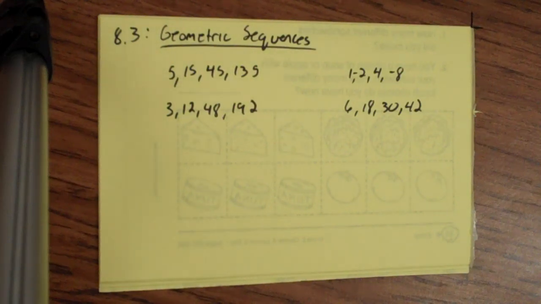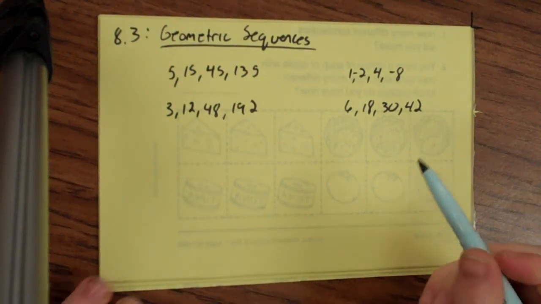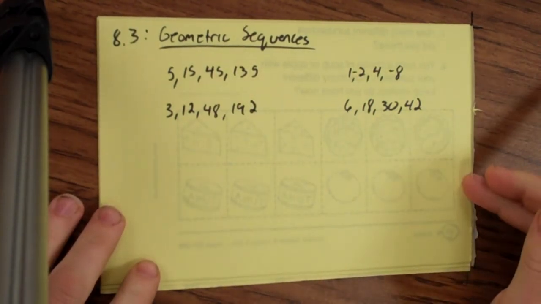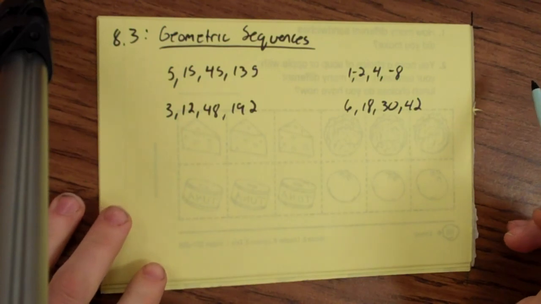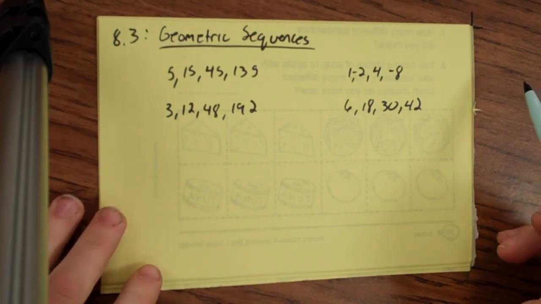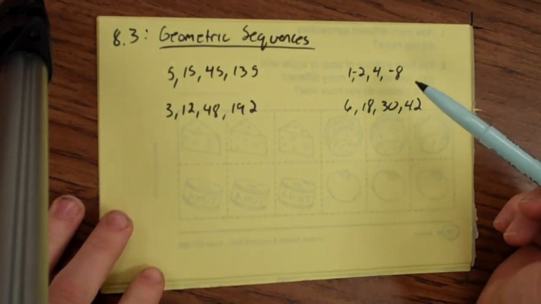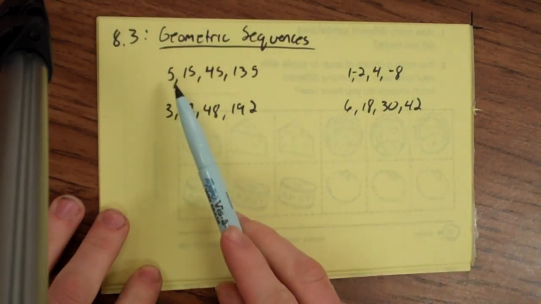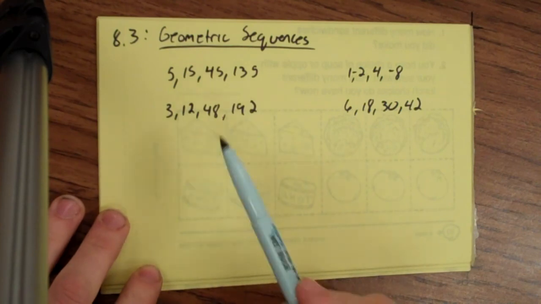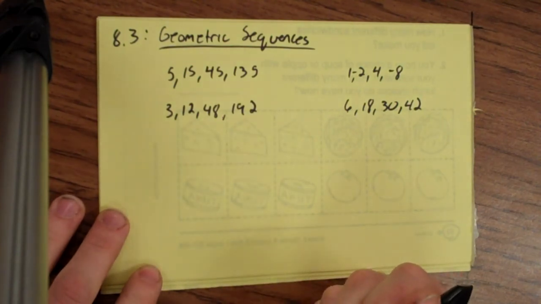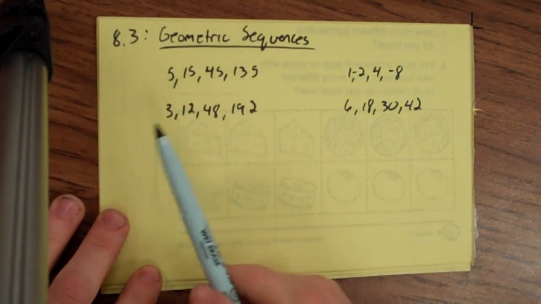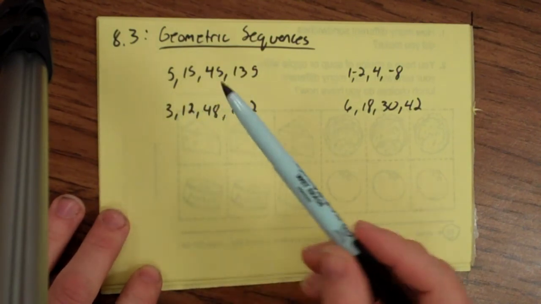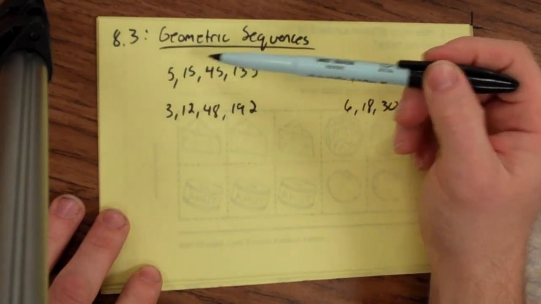8.3 geometric sequences now. To figure out what it means to be a geometric sequence, take a look at these 4 sequences. So we're going to play that Sesame Street game where one of these 4 things is not like the other 3. Something about the patterns of getting from one number to the next is common among 3 of these and not common among the 4th.